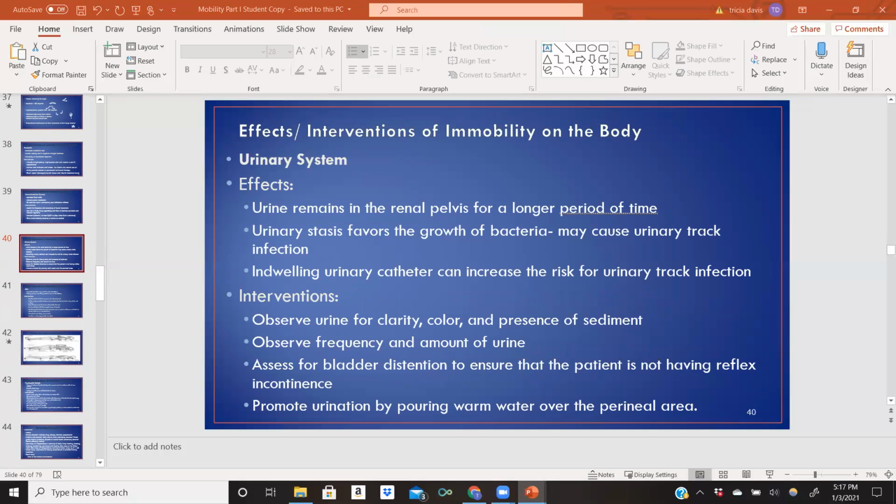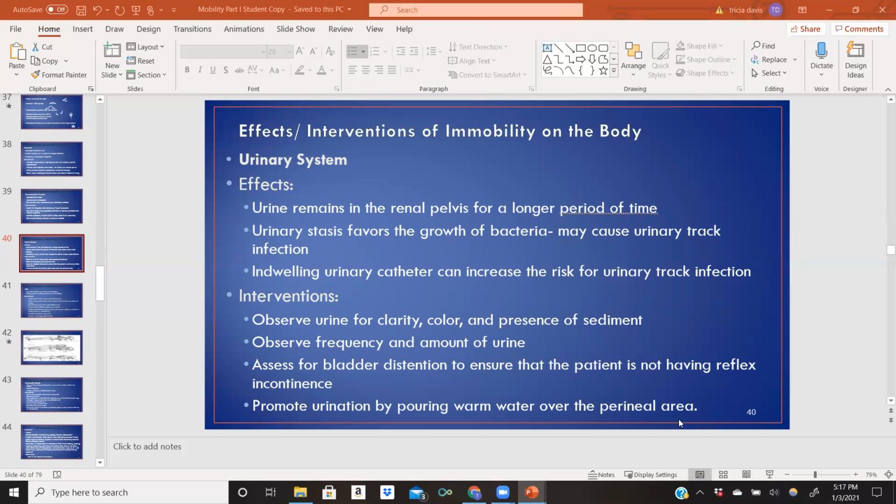How does it affect the urinary system? Well, the urine remains in, so the patient's laying in bed, they're not really moving. If you imagine that the patient is laying back in a certain position, the urine remains in the renal pelvis for a longer period of time. What happens when that urine lays there? Well, urinary stasis causes the growth of bacteria, which can cause a urinary tract infection.